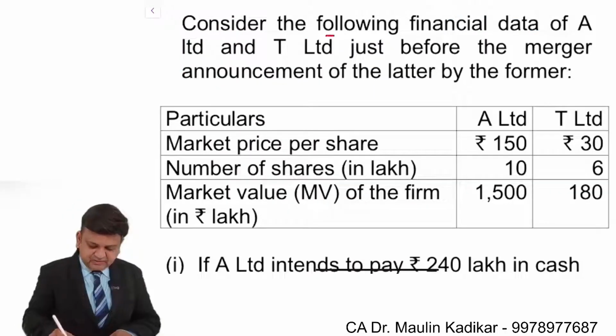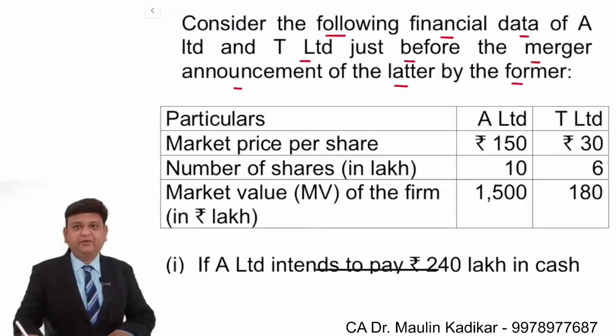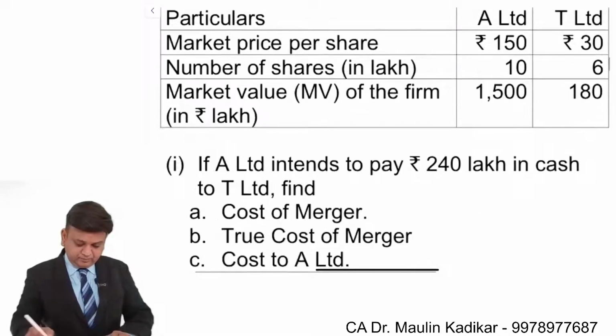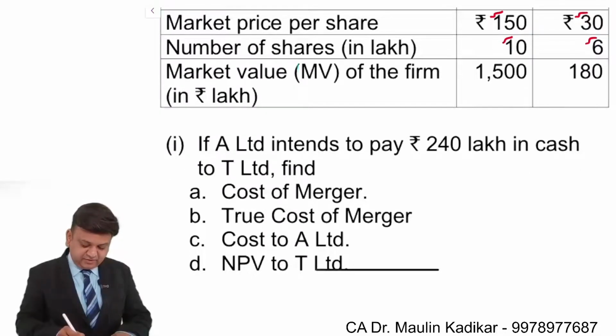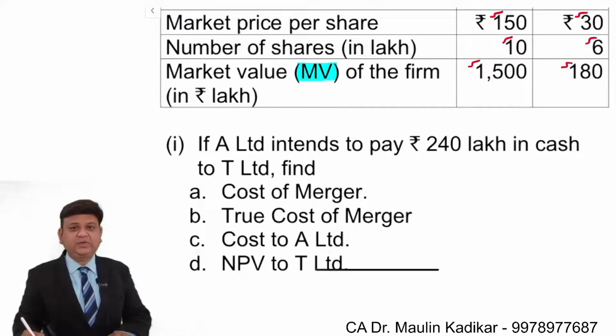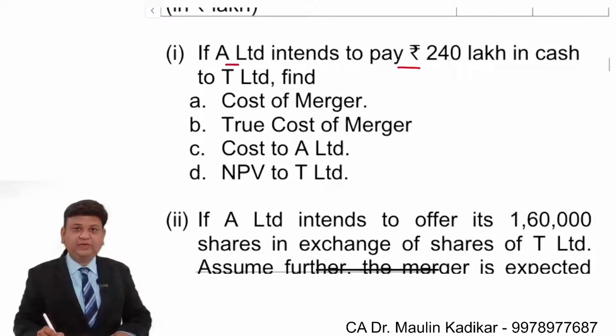Consider the following financial data of A limited and T limited just before the merger announcement of the latter, that is T limited, by the former, that is A limited. Market price per share is provided to us as 150 and 30 rupees per share. Number of shares are 10 lakhs and 6 lakhs. Market value of the firm is given to us: for the acquiring company it is 1500 lakhs and for the target company it is 180 lakhs. A limited intends to pay rupees 240 lakhs cash to T limited.